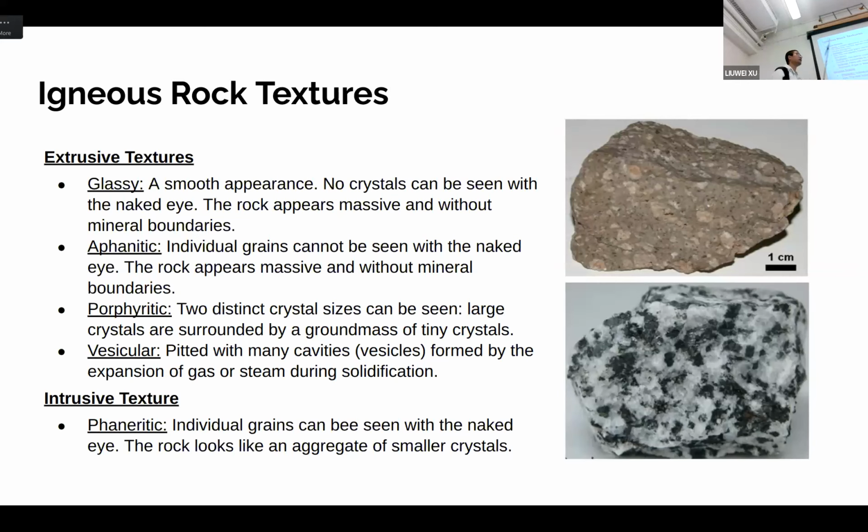Also, we look at the appearance of the rock to check the texture. Extrusive rock has a lot of types of textures. One can be glassy. The texture of this rock is very smooth. It can reflect the light very well. See this figure, its appearance is very like glass. So it's glassy texture.